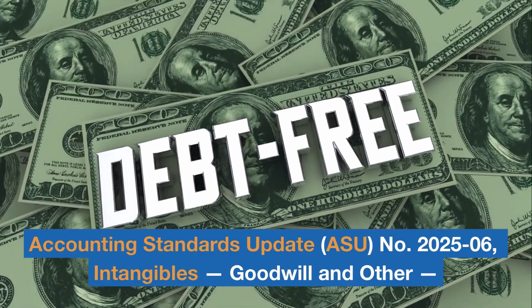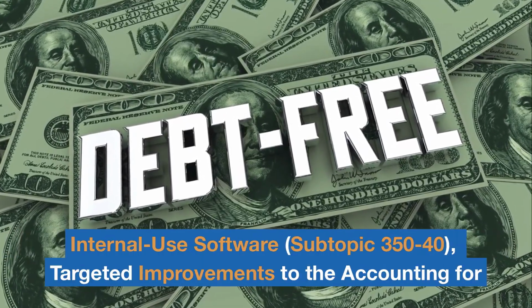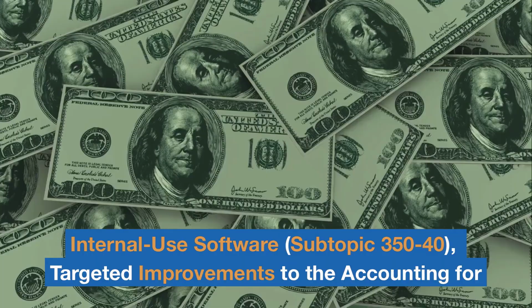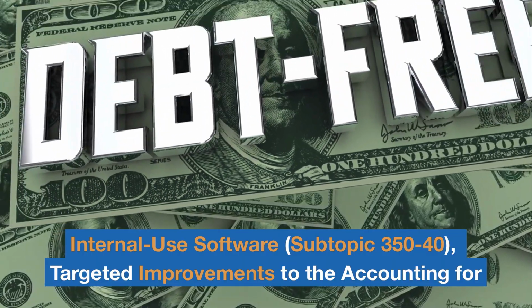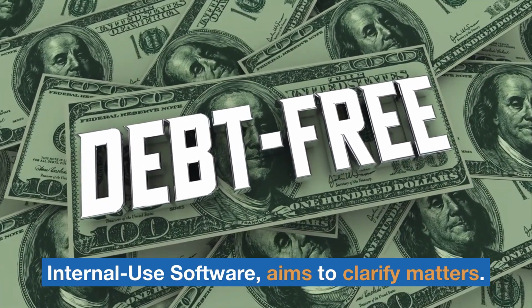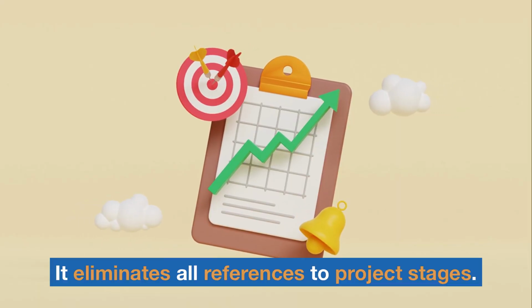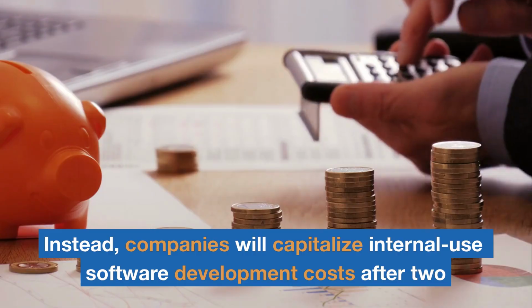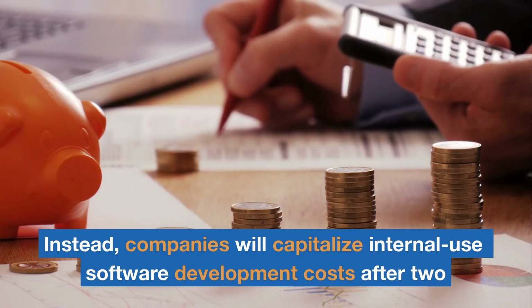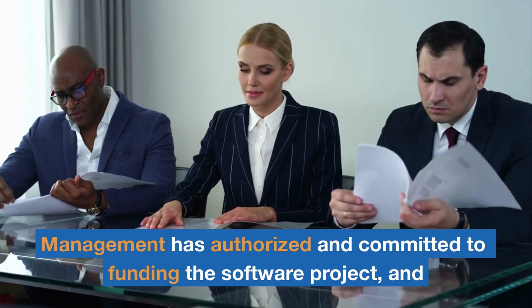Accounting Standards Update, ASU Number 2025-06, Intangibles, Goodwill and Other, Internal Use Software, Subtopic 350-40. Targeted improvements to the accounting for internal use software aims to clarify matters. It eliminates all references to project stages. Instead, companies will capitalize internal use software development costs after two conditions are met.